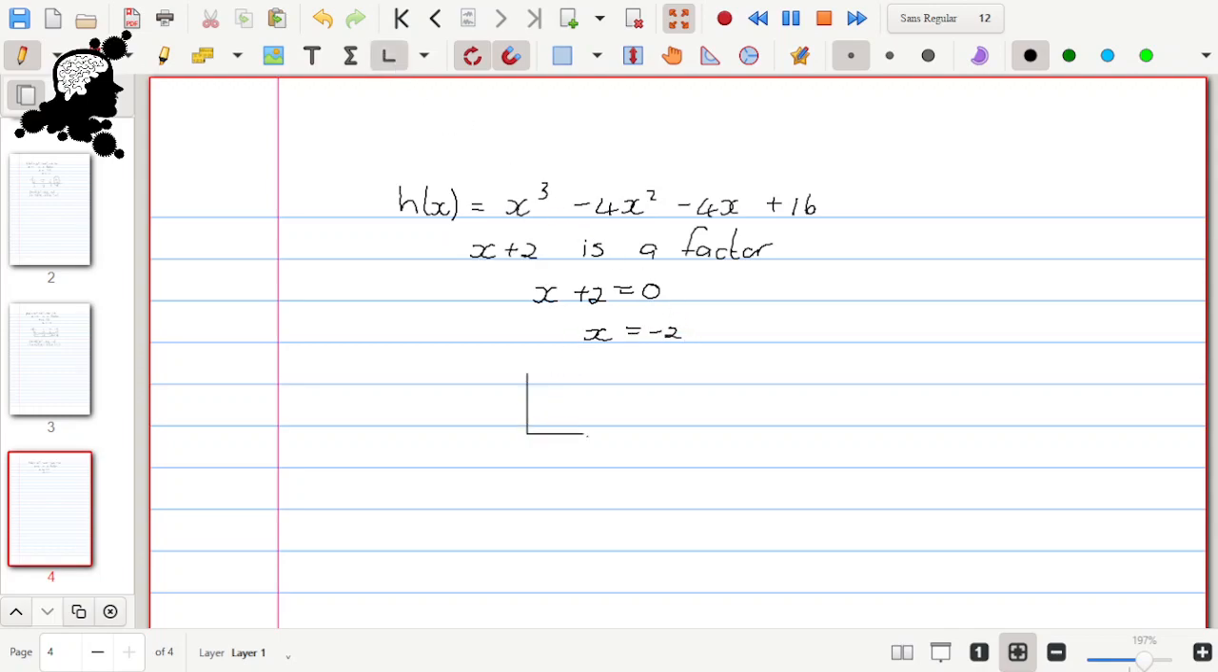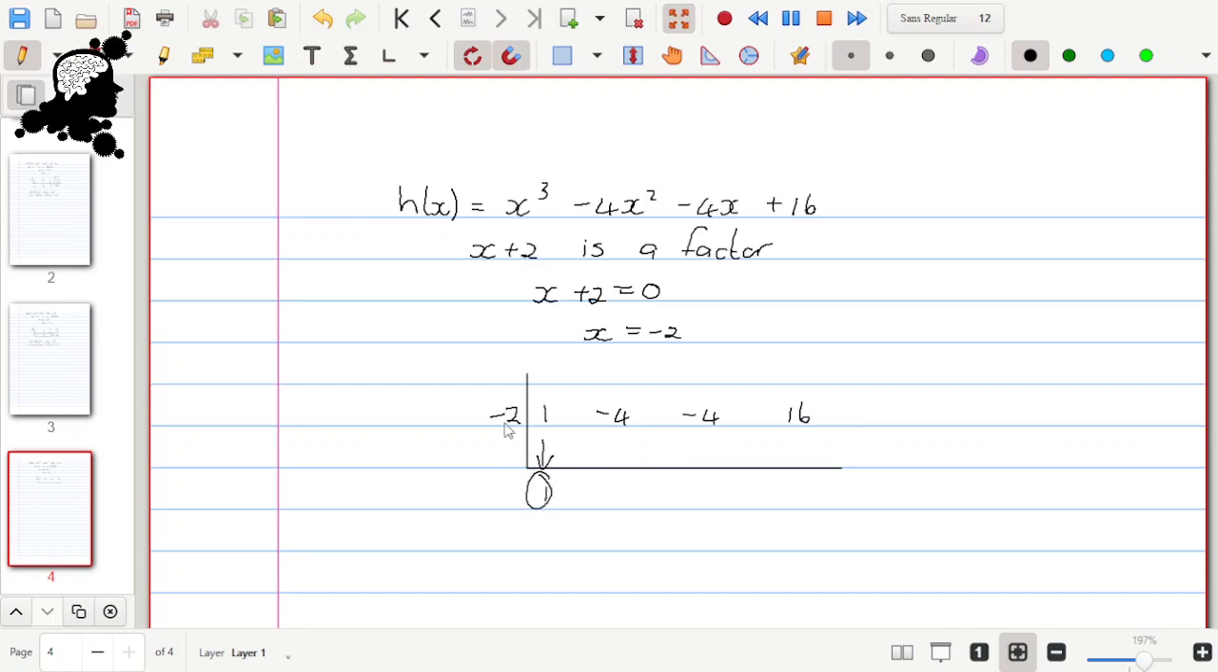Once again, let's write down the upside down division sign. We are going to put negative 2 there. Coefficients of our cubic expression will be inside of the division sign. Coefficient of x cubed is 1. Coefficient of x squared is minus 4. Coefficient of x is minus 4. Constant is positive 16. We take the 1 and we drop it.